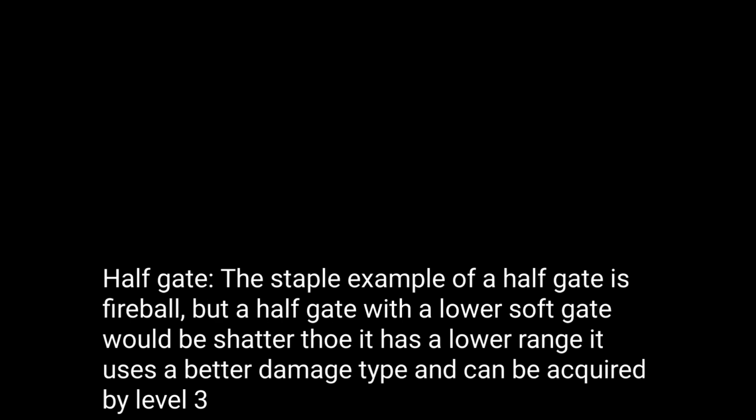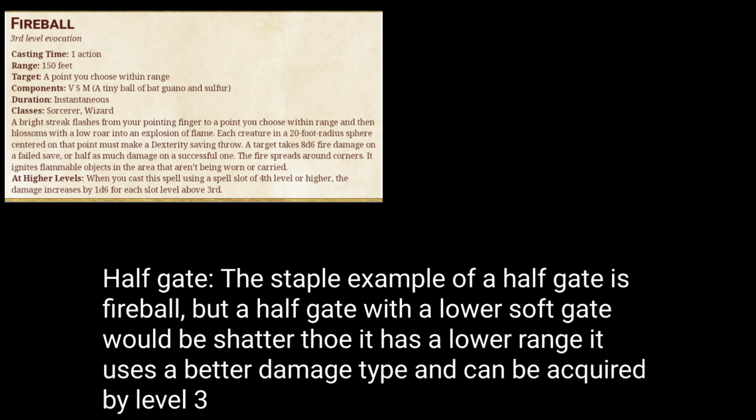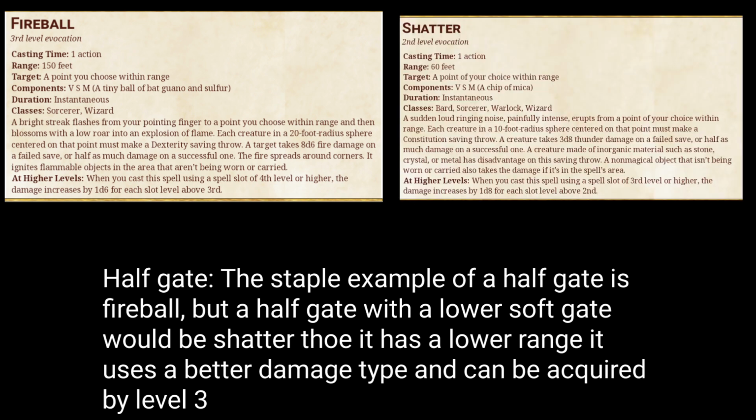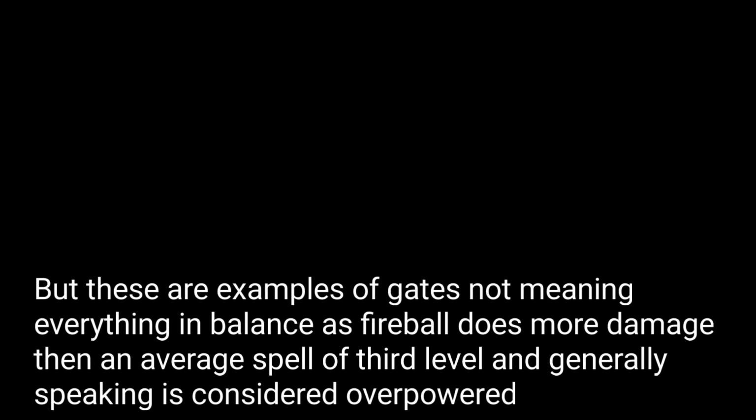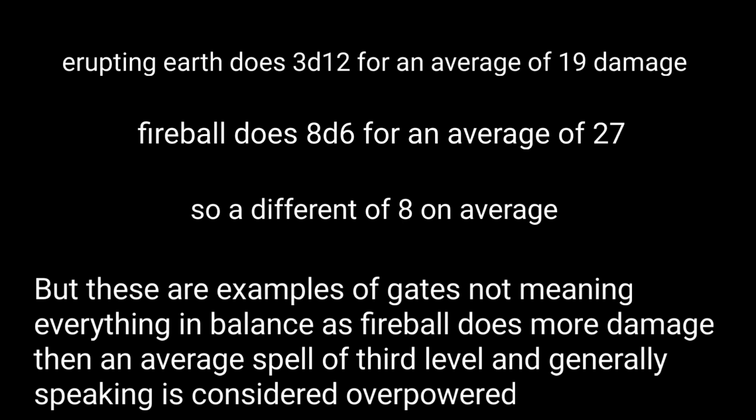Half gate. The staple example of a half gate is Fireball, but a half gate with a lower soft gate would be Shatter. Though it has a lower range, it uses a better damage type and can be acquired by level 3. But these are examples of gates not meaning everything in balance, as Fireball does more damage than an average spell of 3rd level, and generally speaking is considered overpowered.